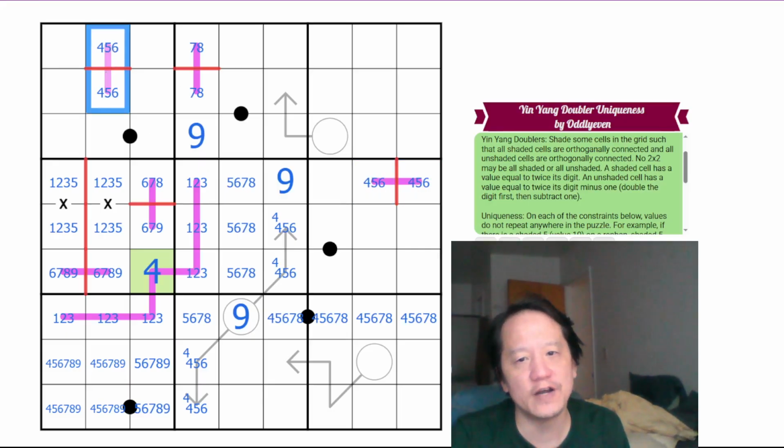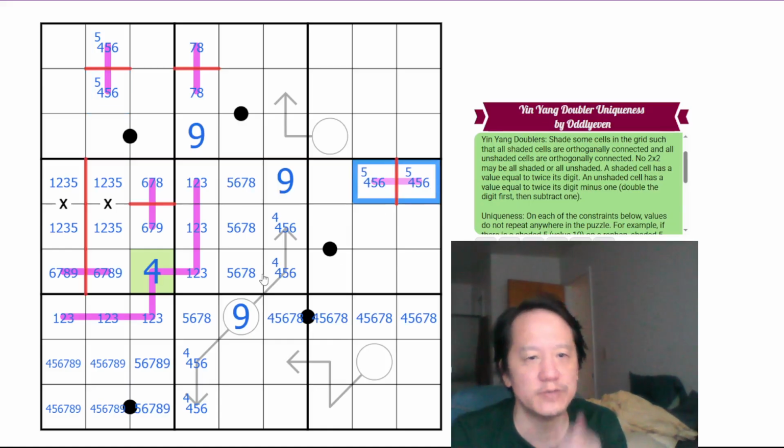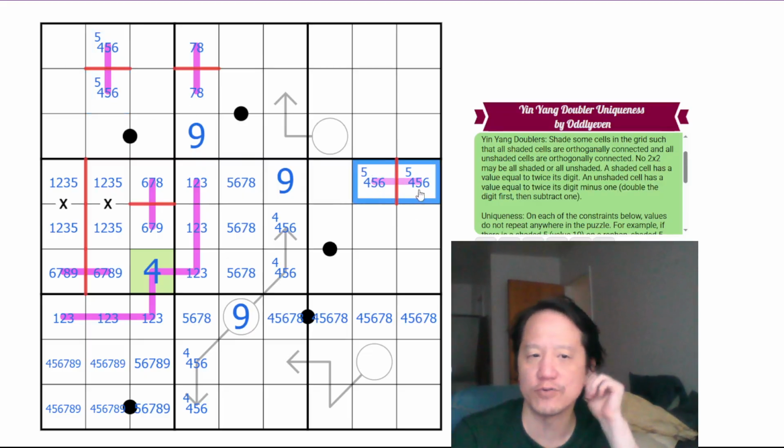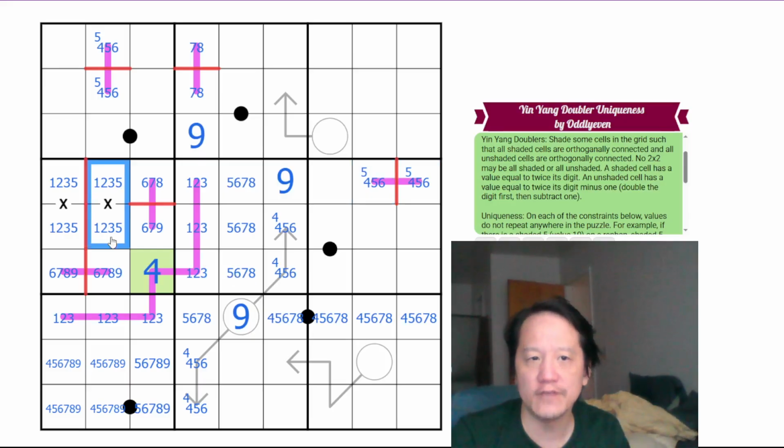So we know 5 has to be here, and 5 has to be here. And it's either 4 and 5 here, and 5 and 6 here, or this is 5 and 6, and that's 4 and 5. Either way, 5 cannot be here or here, which means where can 5 be? 5 has to be here. So that's 5, which is unshaded, which must be with 1 unshaded. That means all 3 of these are shaded. This is shaded, this is unshaded here.